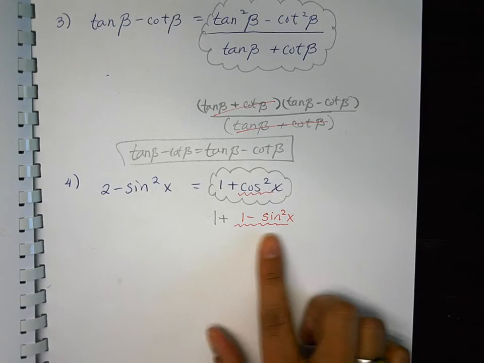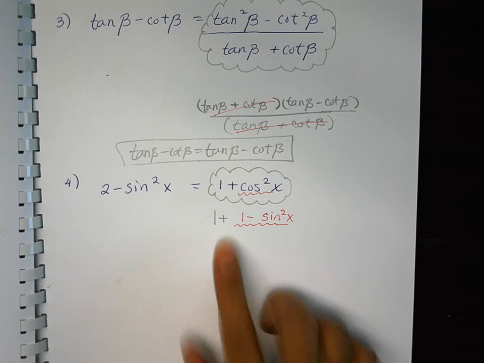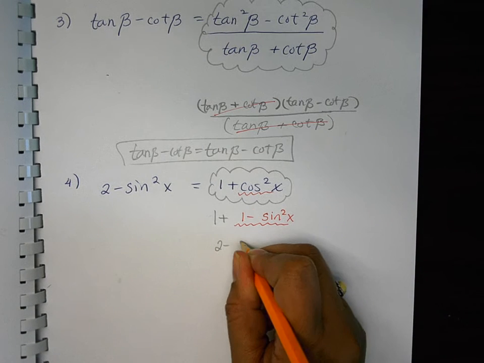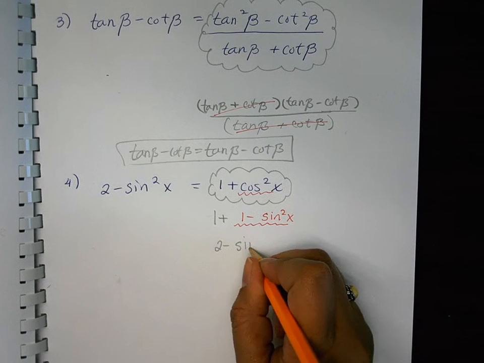then that 1 is still there. What's 1 plus 1? 2. And do I get what I was trying to prove? Yes. 2 minus sine squared x.